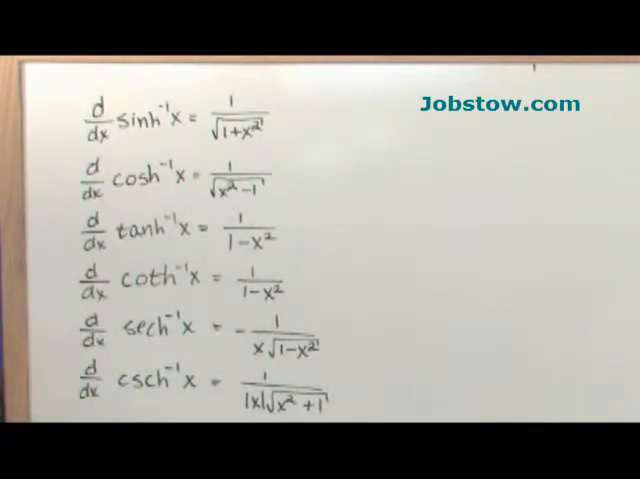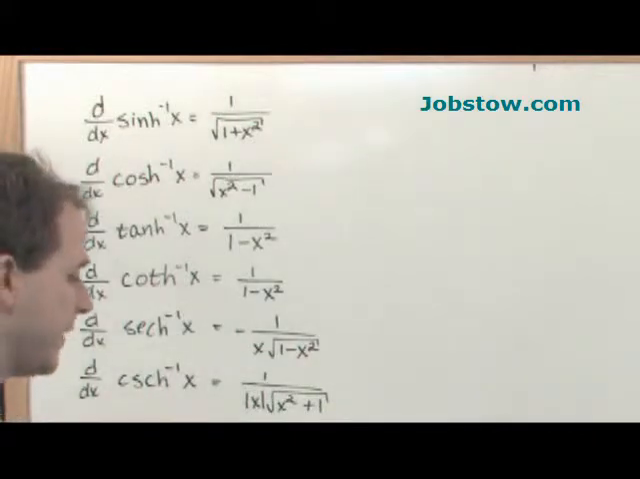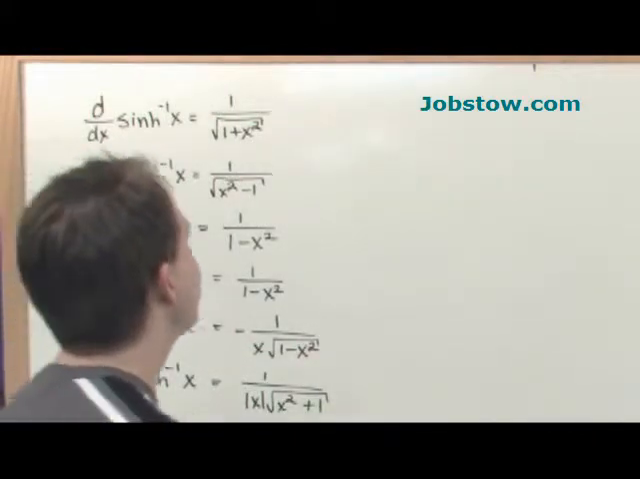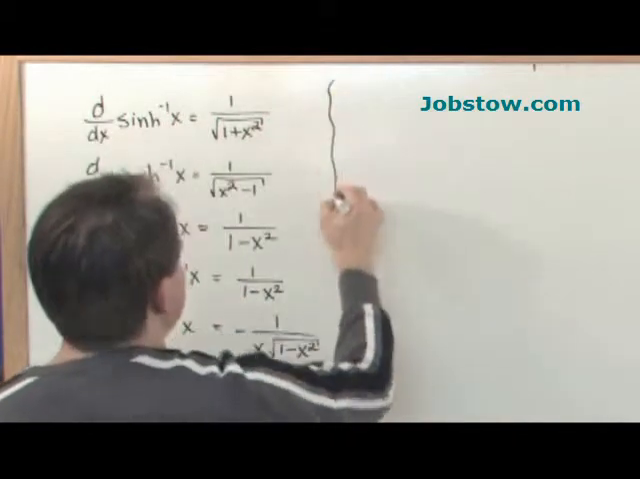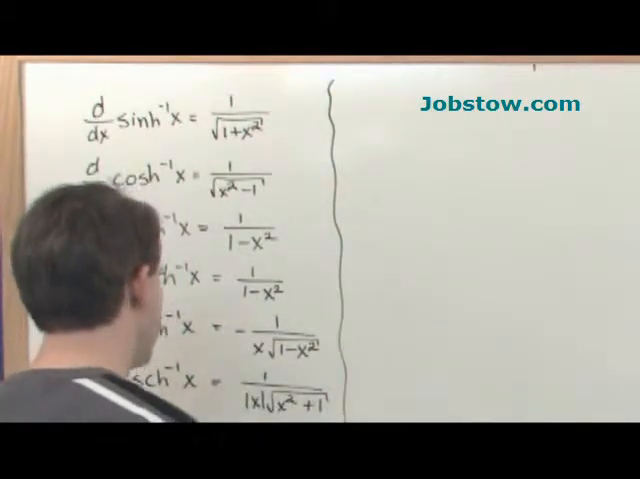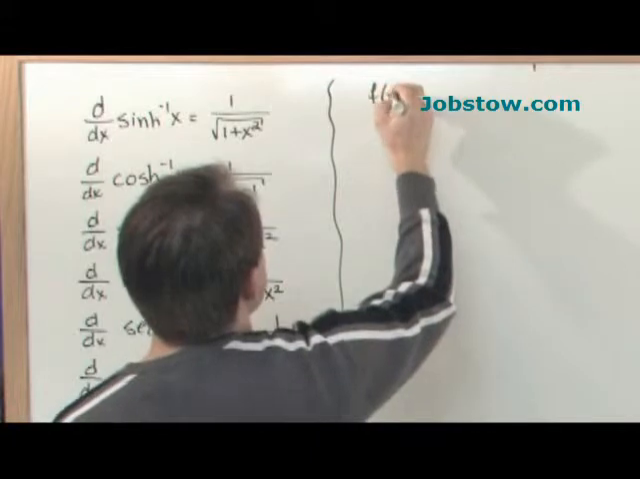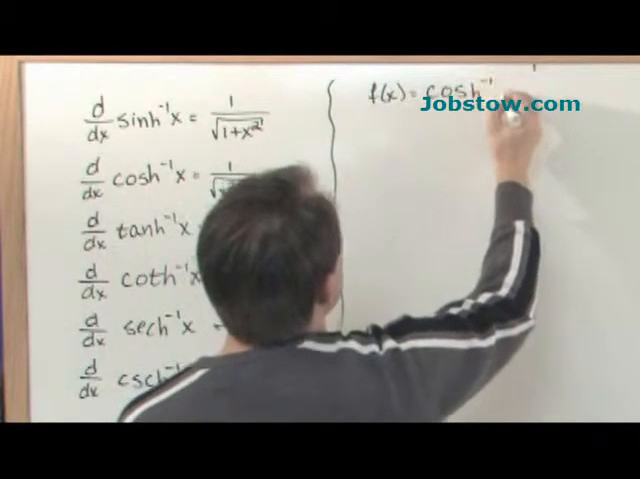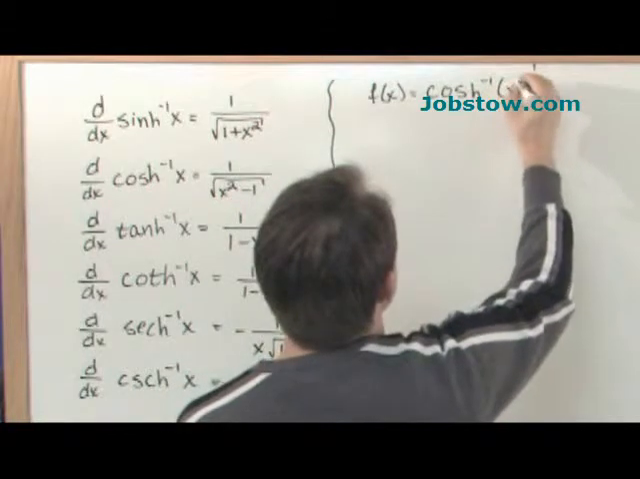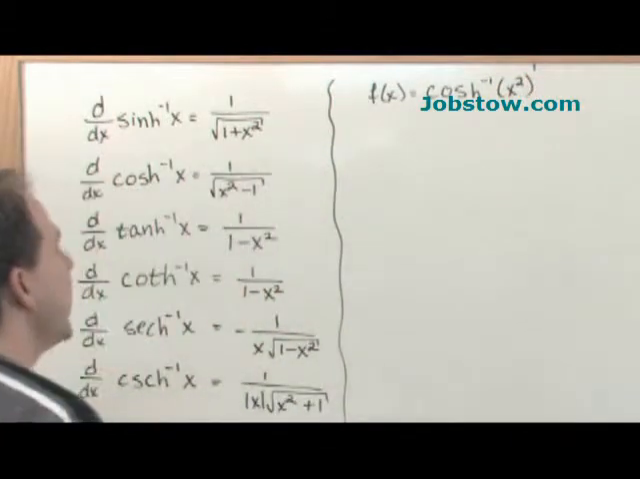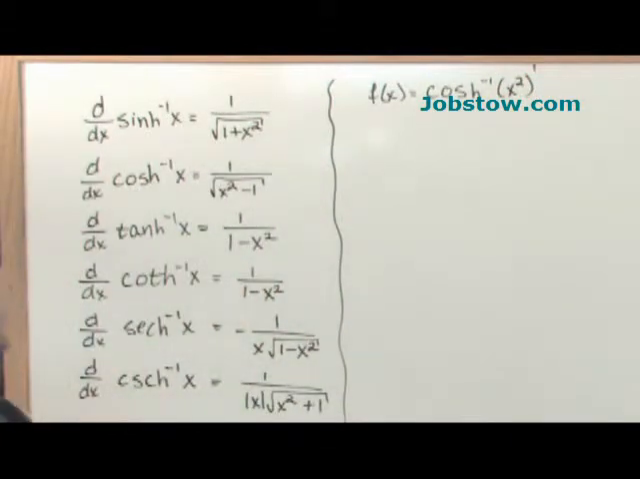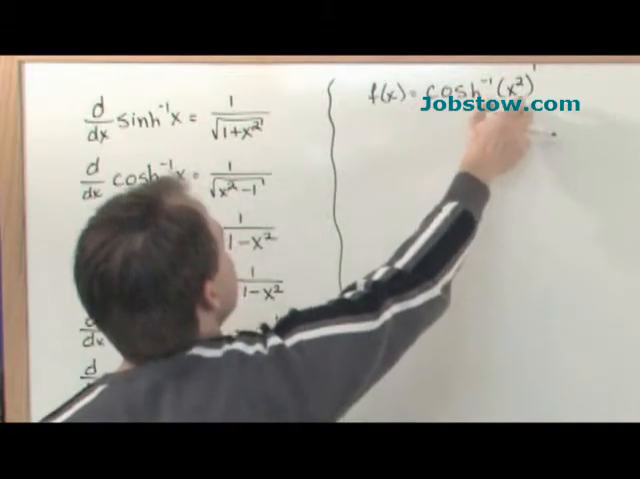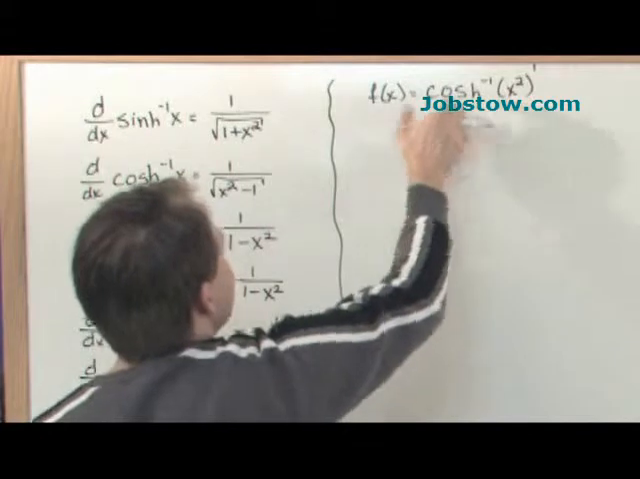So the next thing we're going to do is just work some problems applying that. We're going to work those right here. Let's say you have a problem and it says f of x is equal to hyperbolic cosine inverse of x squared. And they said, go ahead and take the derivative of that and practice that. So the first thing you know is that you have an inverse hyperbolic here. You've got a different argument than just x, but you have an inverse hyperbolic.